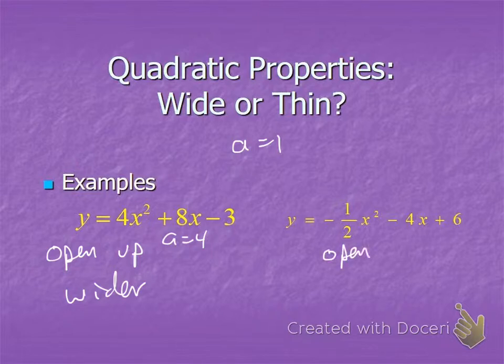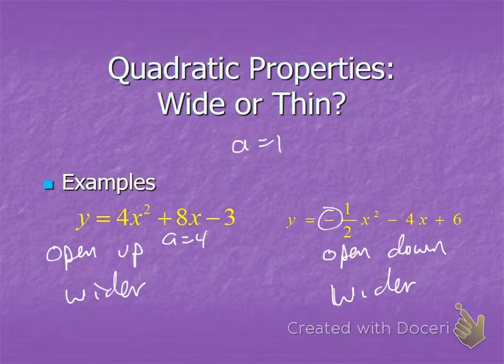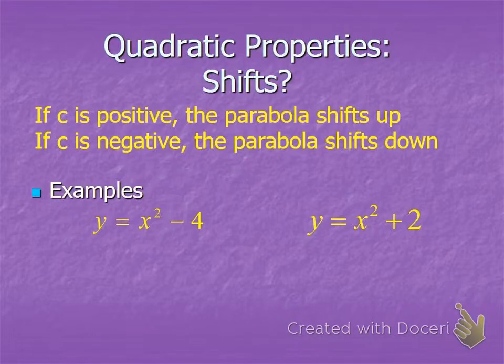Second guy is going to open down because A is negative. And since A is a half, then this guy is going to be, you know what, I messed that up. This guy is going to be wider. Sorry. We'll go back and fix it. So if you're thinking over here, Mr. Smith's crazy, you're right. This graph is going to be thinner than it would be if A was 1. The graph on the right would be wider than, say, if A was equal to 1. Okay? All right. Let's move on.